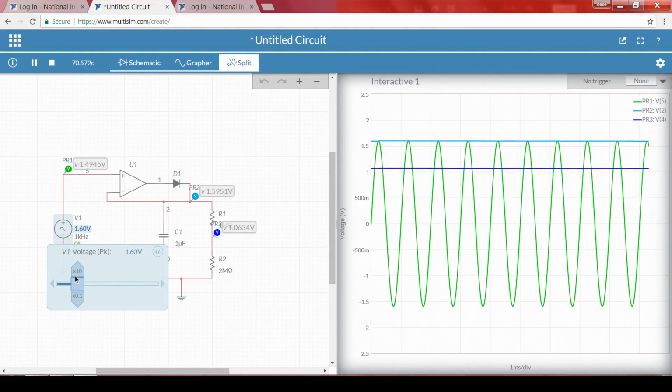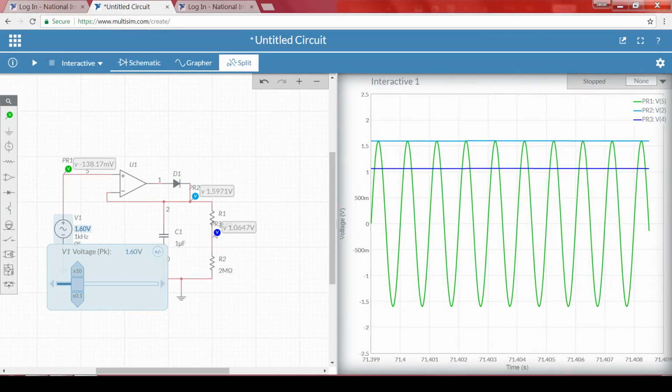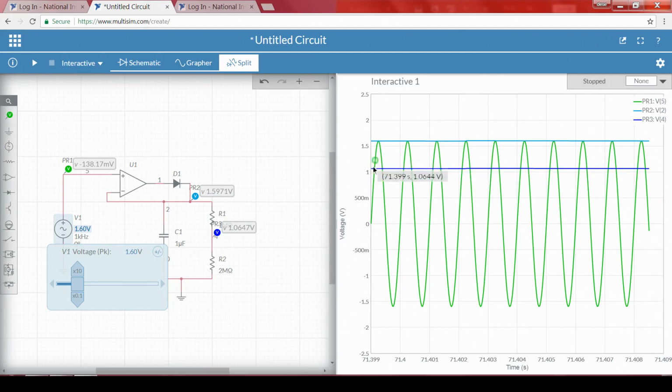Now, what is the other part? Once we detect which input signals are greater than this particular threshold, only those output signals have to be passed.